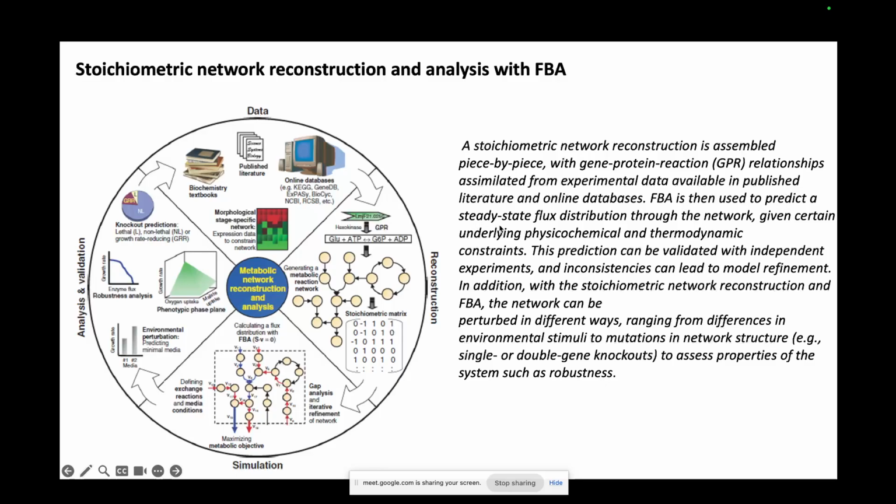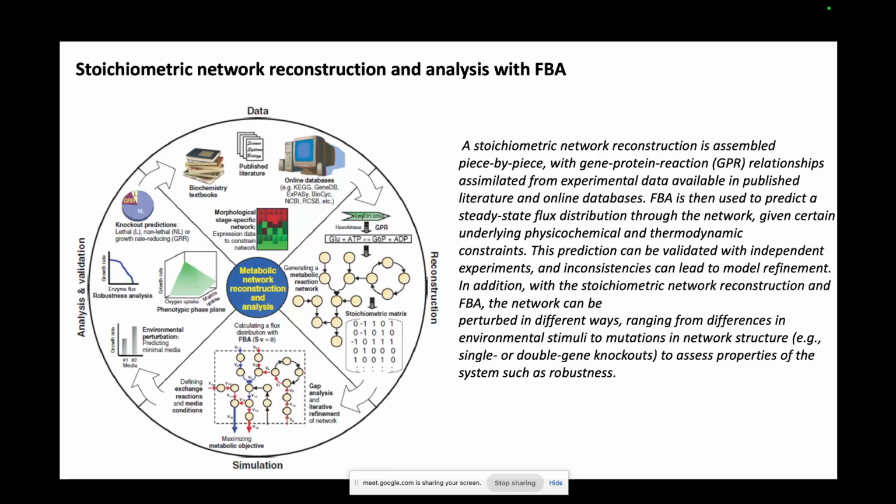FBA is used to then predict a steady state flux distribution through the network given certain underlying physicochemical and thermodynamic constraints. This prediction can be validated with independent experiments, and inconsistencies can lead to model refinement. As we talked about for other systems biology models, you start with known experimental data, you formulate hypotheses from those data, you do some modeling or analysis, and you propose your hypothesis, and then that hypothesis has to be validated using wet lab, experimental techniques.